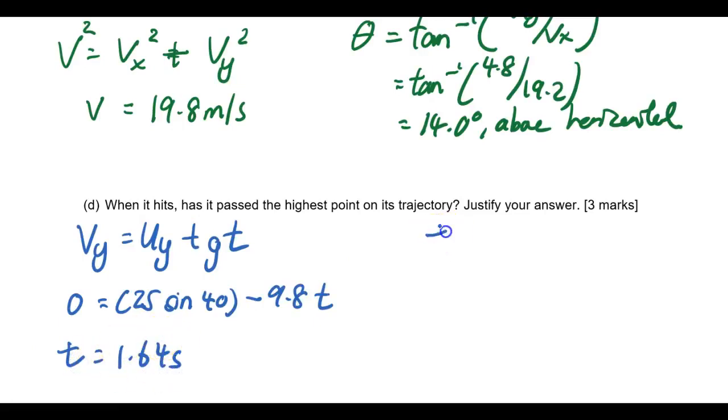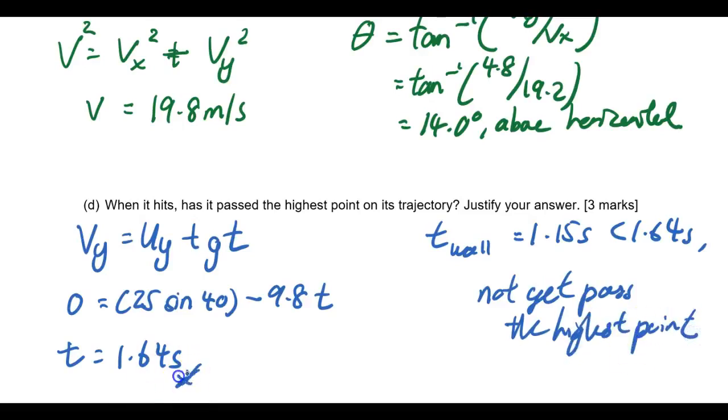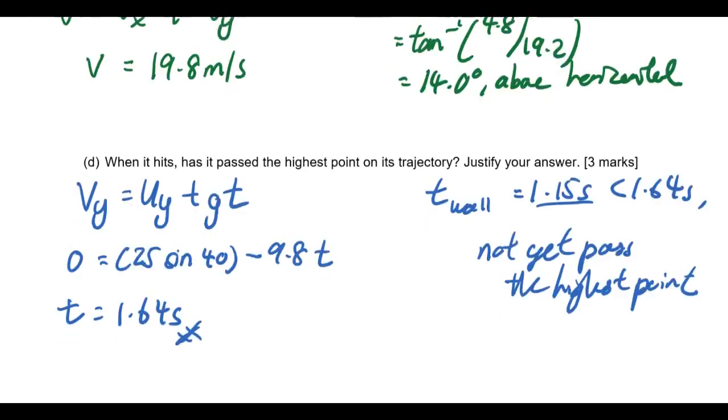And since the time to hit the wall is 1.15 seconds, it's lesser than 1.64 seconds. So what do you deduce? I'm pretty sure you know that the answer is that it has not yet passed the highest point. Make sense? Time to reach the maximum is this here, and it hit the wall at 1.15, so it has no chance to go to the maximum height. So that's the answer, not yet passing the highest point.